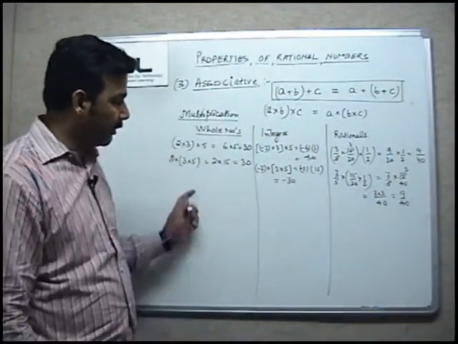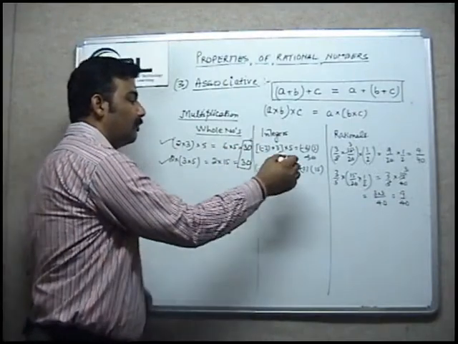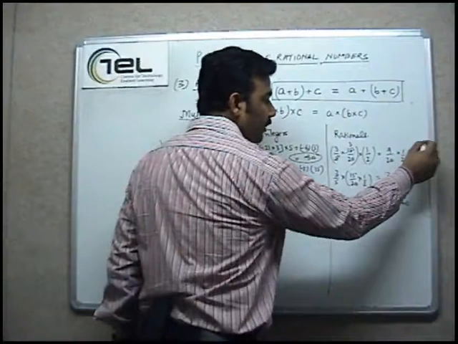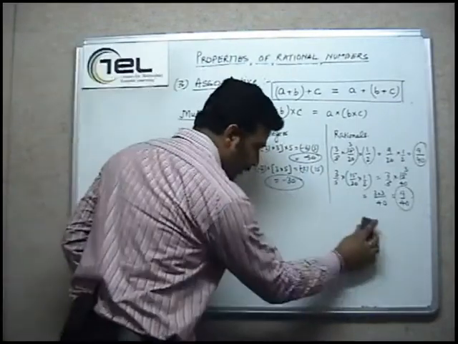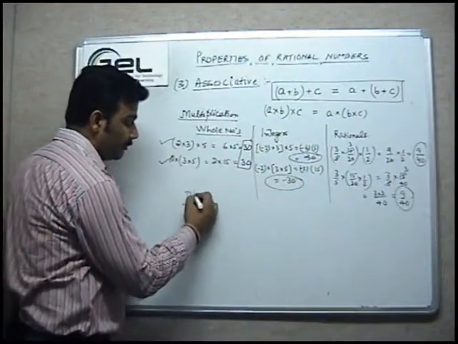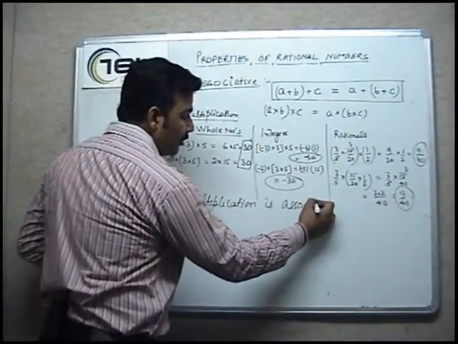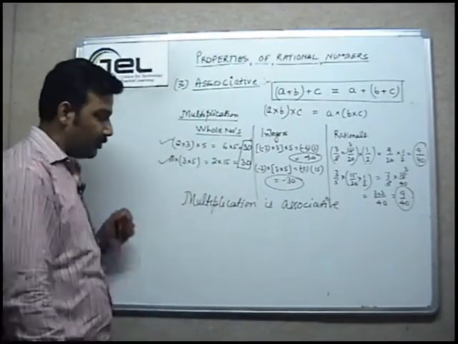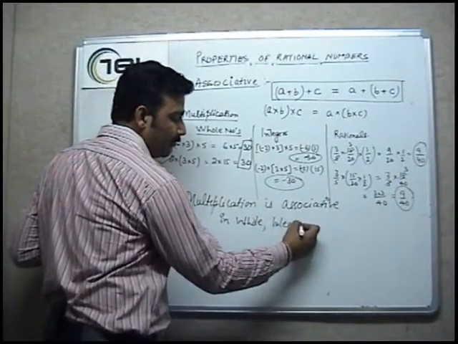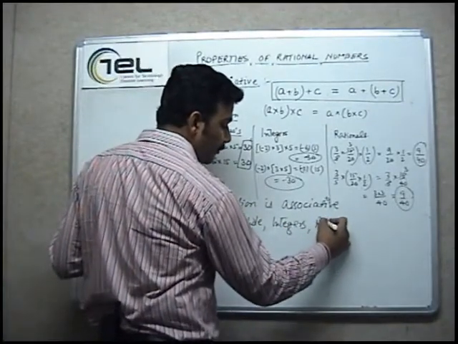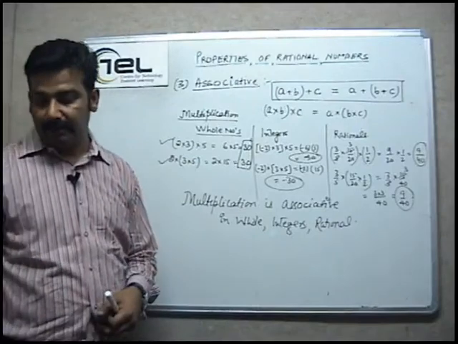So what are we getting in these three? Everything is equivalent. Both the operations we are doing result in the same result. So I can say, together, multiplication is associative. Multiplication is associative in whole numbers, in integers, and in rational numbers. Clear? Whole numbers, integers, as well as rational numbers.